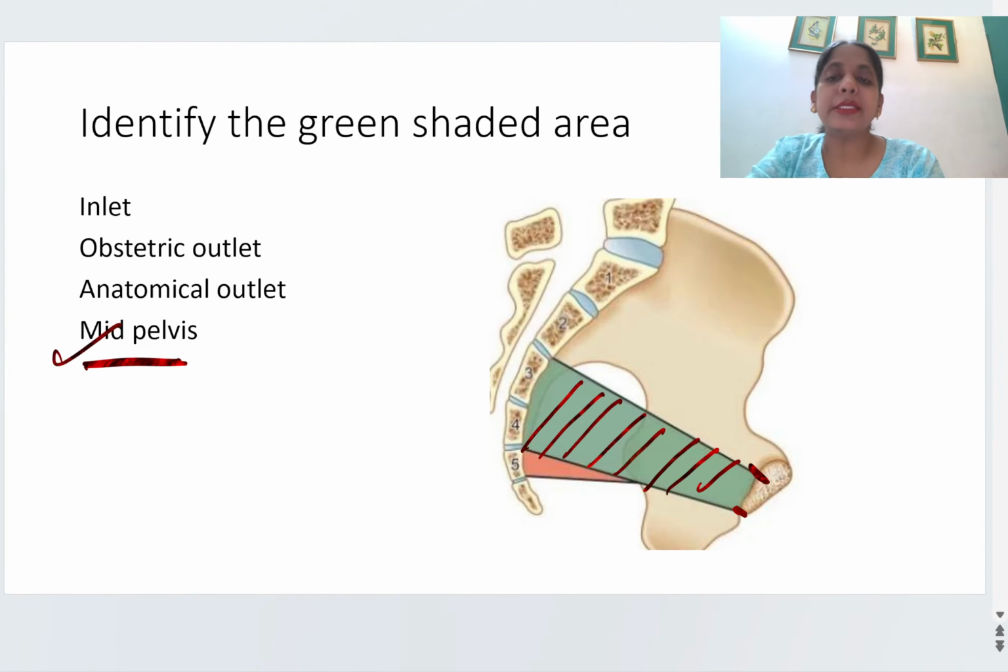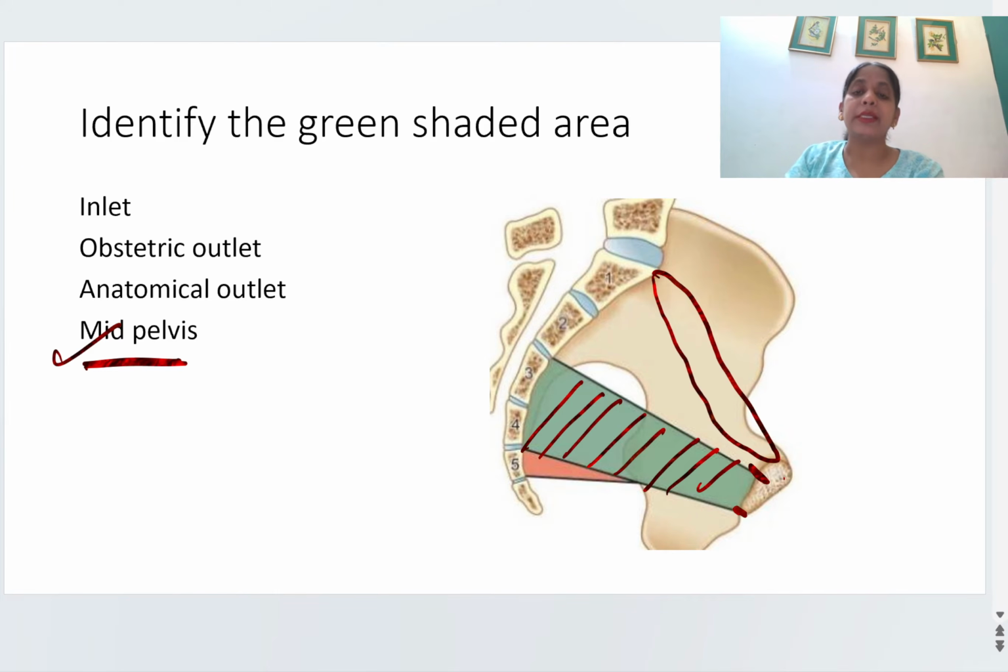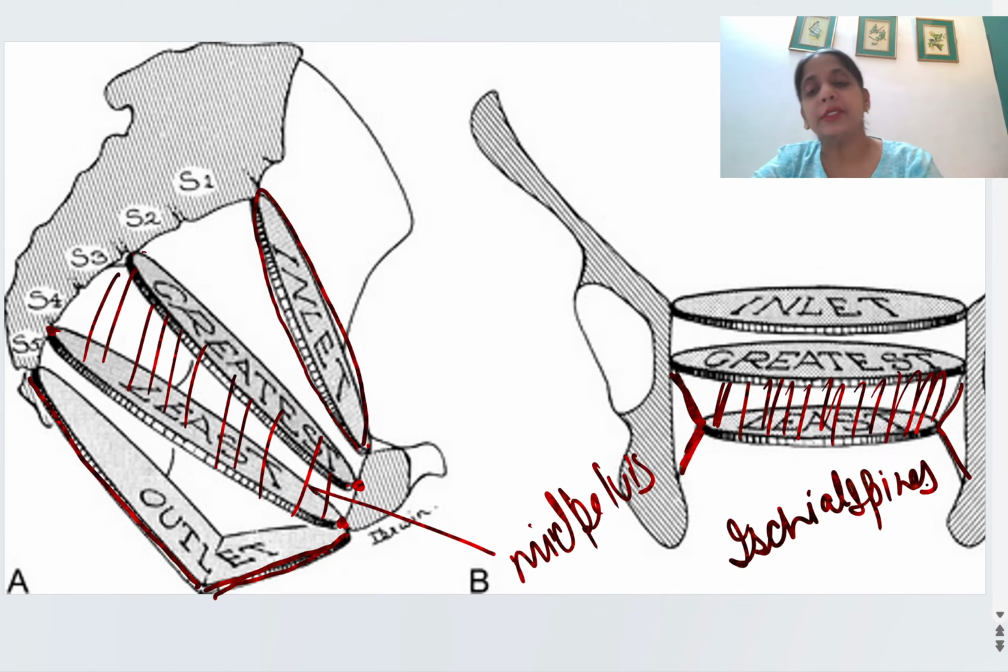Now let's see the other options. The first option is inlet. What is the inlet? Now you all know that it is from the sacral promontory to the upper border of the pubic symphysis. Then the others are obstetric outlet and anatomical outlet. Now what are these? This outlet is the anatomical outlet. This is the anatomical.